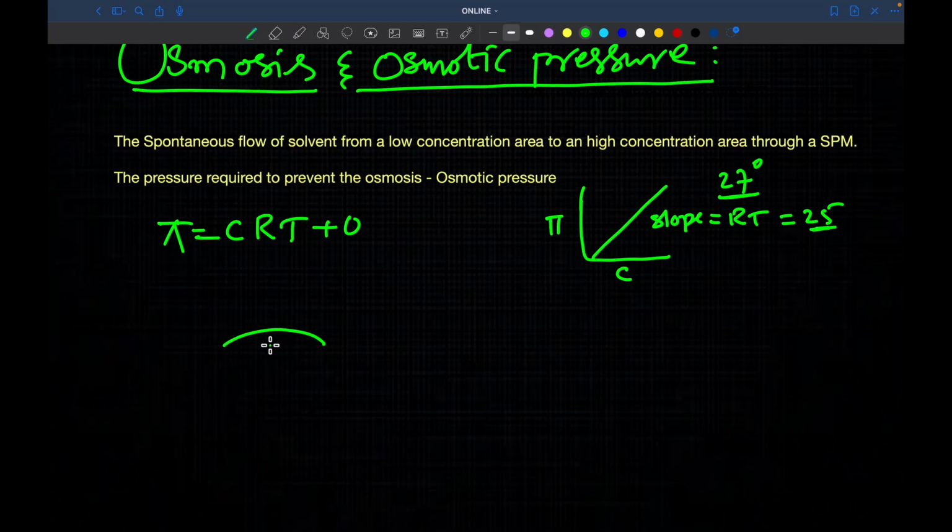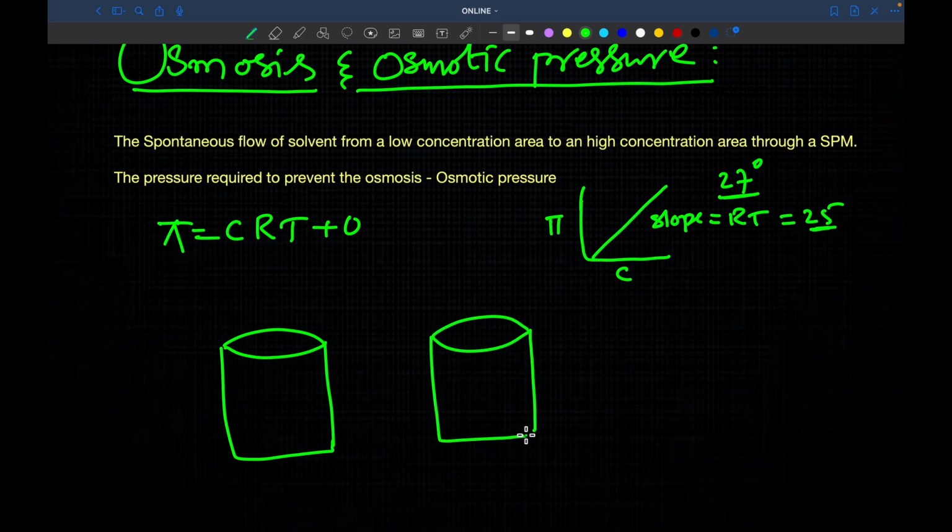This is the first solution and this is the second solution. If the first solution's osmotic pressure is X and the second solution's osmotic pressure is also X, then these two solutions are called isotonic solutions.